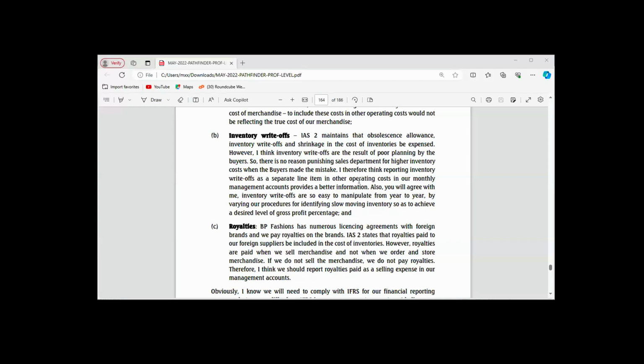Okay, thank you very much, Adedayo. So just like we discussed the first one, it's similar to that one. It has to do with inventory write-offs. First, you need to understand what inventory write-off is for you to know how to treat this. And I want to believe you understand what inventory write-off is.